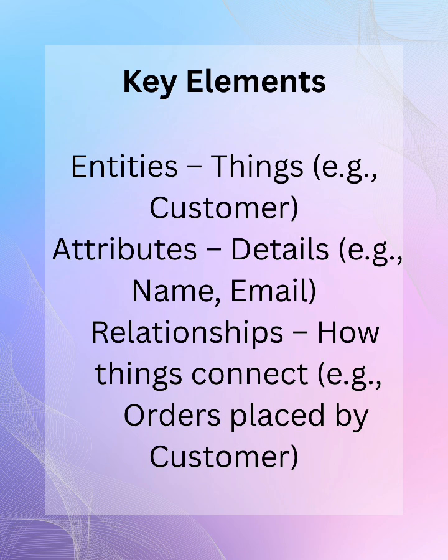Next, we identify the key entities and their relationships. Entities are basically the things we want to track, like customers, products, or orders. Relationships define how these entities are connected. For example, one customer can place many orders.